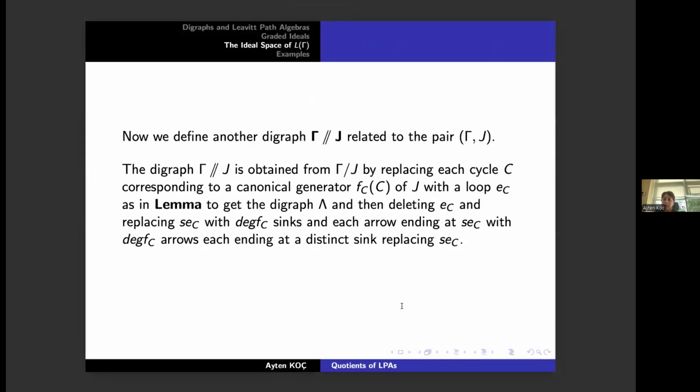And now we define another digraph, gamma double slash J, related to the pair of digraph gamma and ideal J. This digraph is obtained from gamma over J by replacing each cycle C corresponding to a canonical generator of ideal J with a loop, as in the previous lemma, to get the digraph lambda, and then deleting the loop and replacing the source of the loop with degree-of-f sinks, and each arrow ending at this source with degree-of-f arrows, each ending at a distinct sink replacing the loop.